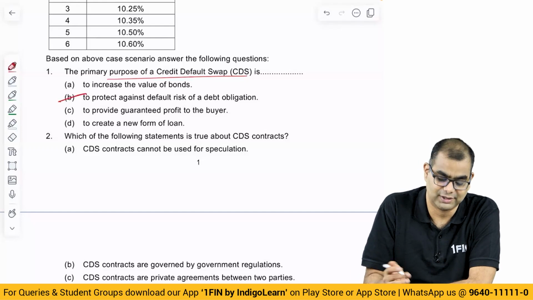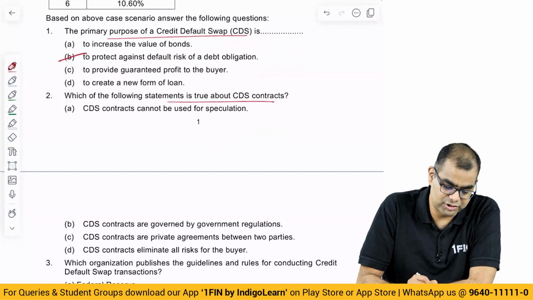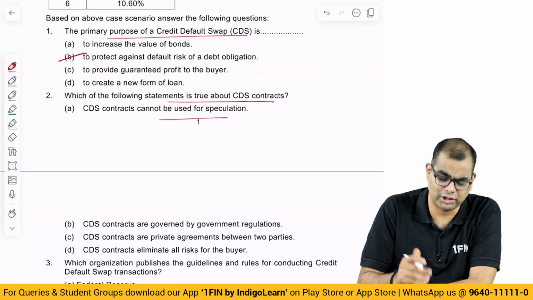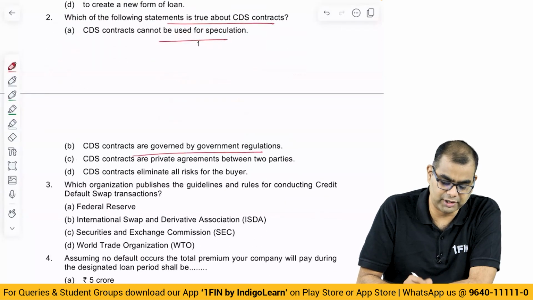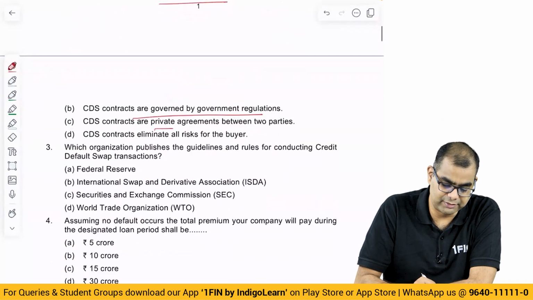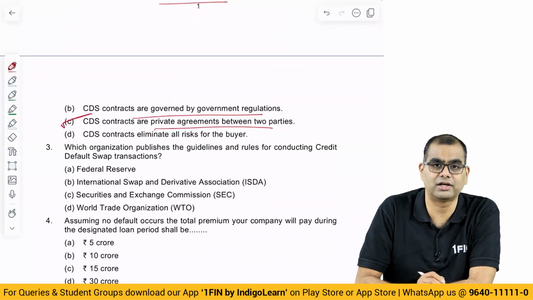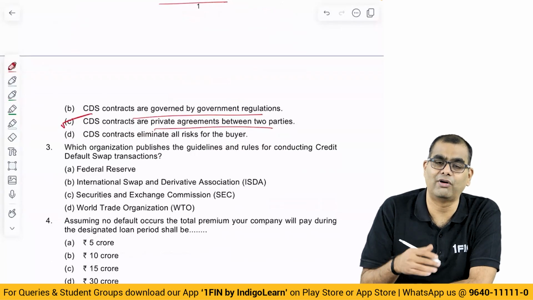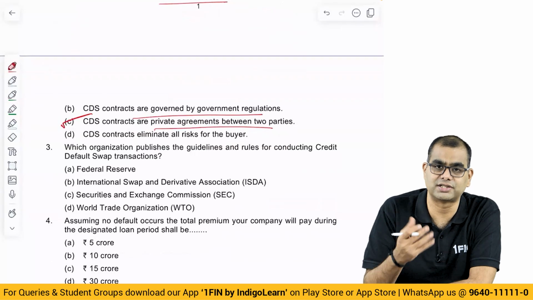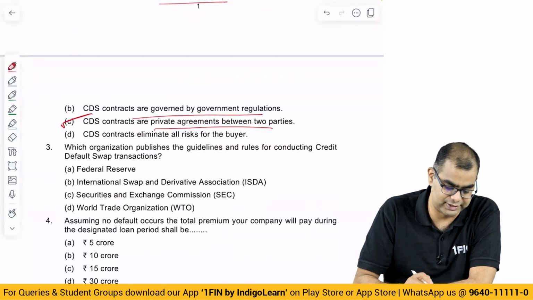Credit default swap. Which of the following statements is true about CDS? They cannot be used for speculation? No, they can be used. They are governed by government regulations? No. They are private agreements between two parties? Yes. CDS contracts eliminate all risks? No, they don't eliminate all risks. They eliminate the risk of bankruptcy. What about the risk of change in interest rates and all of the other risks? All those are not eliminated.